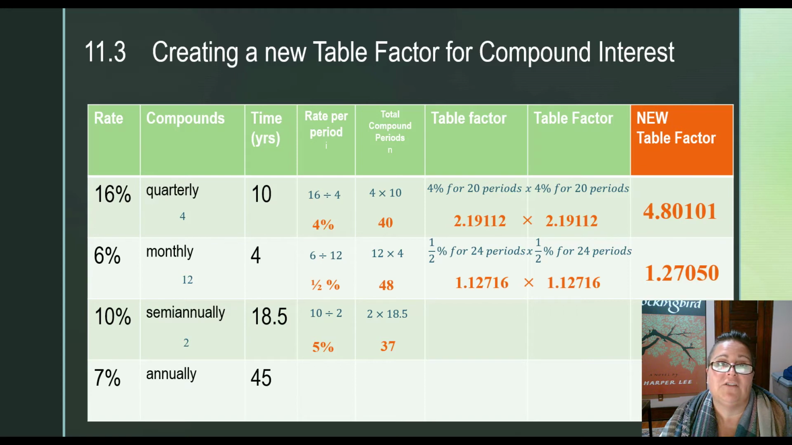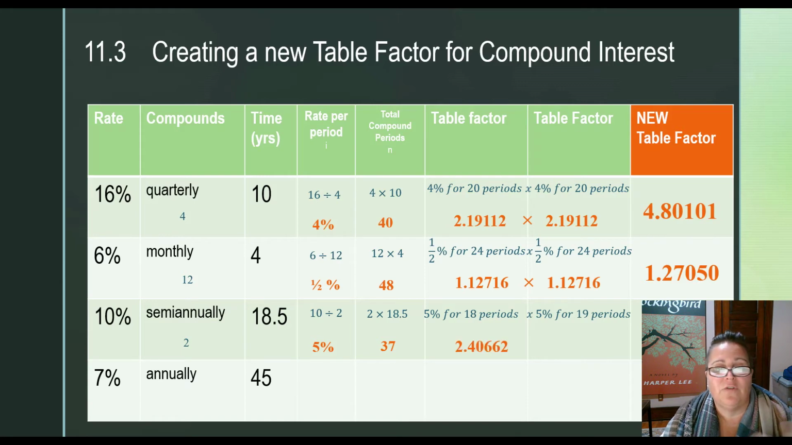Our table factors that we're looking up then are the 5%, and we want to split up 37 into 2 close numbers. So that would be 5% at 18 periods and 5% at 19 periods. Notice I have listed these out. Could you have used 20 and 17? Absolutely. Ideally, we want to keep them just one number apart, but yes, you could have used 20 and 17, and that would have worked as well.